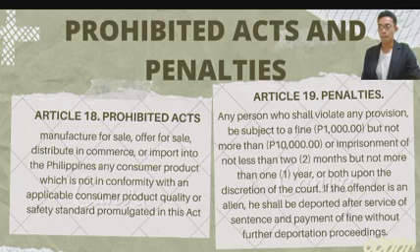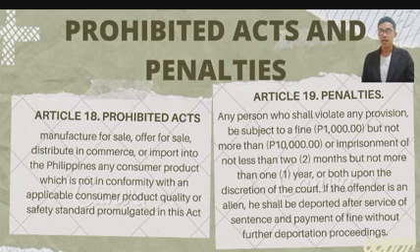Article 19, penalties. Any person who shall violate any provision of Article 18 that I mentioned a while ago shall upon conviction be subject to a fine of not less than 1,000 pesos but not more than 10,000 pesos, or imprisonment of not less than 2 months but not more than 1 year, or both upon the discretion of the court. If the offender is an alien, he shall be deported after service of sentence and payment of fine without further deportation proceedings.